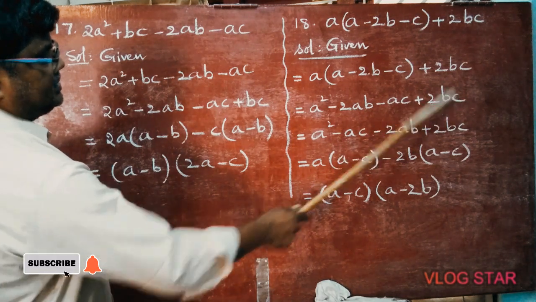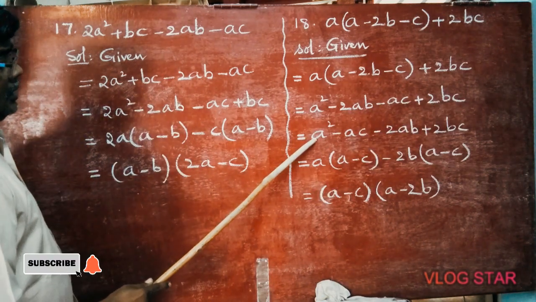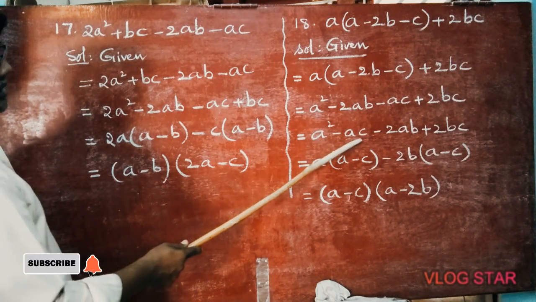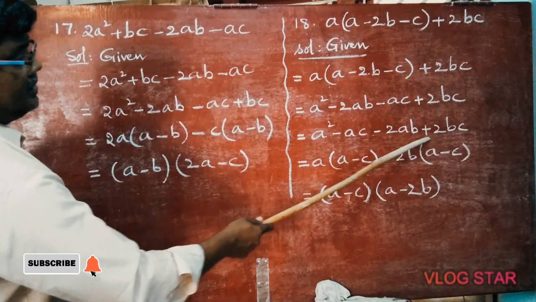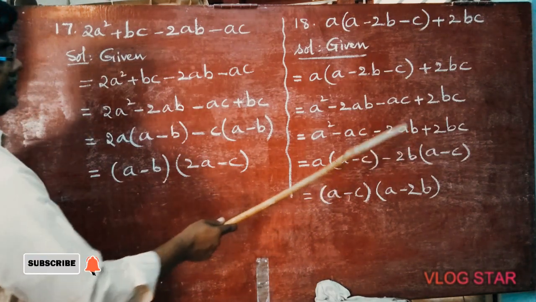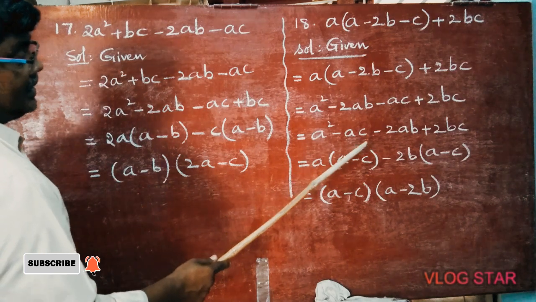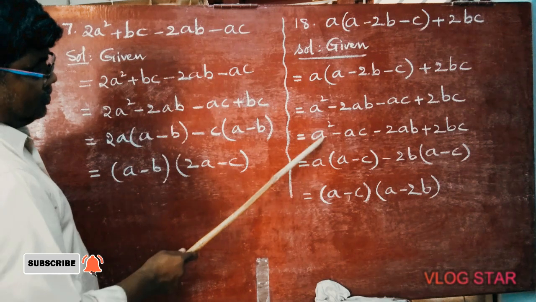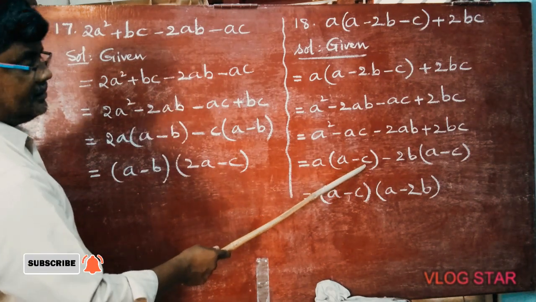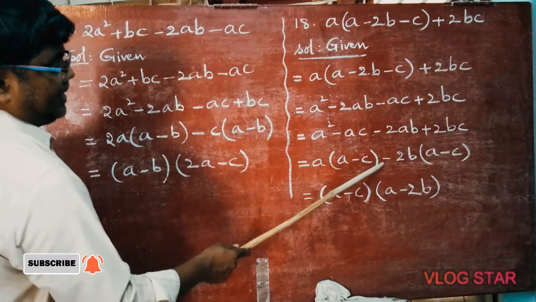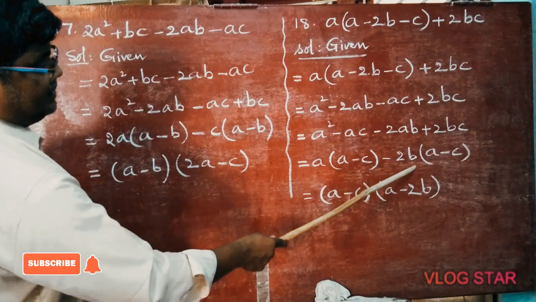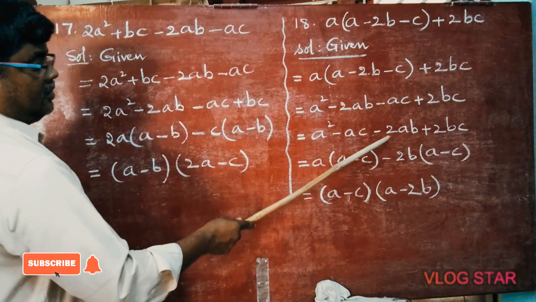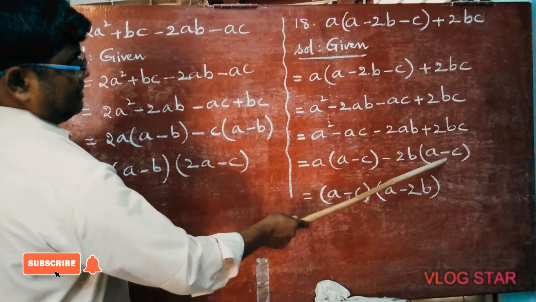Next, plus 2bc. Now a square minus ac make side by side, and here 2ab and 2bc are there. Keep those two terms side by side. How to combine, you have to get an idea. From the first two terms, a is common, so one more a is there, minus c. From the next two terms, minus 2b take common. When you are taking minus common, opposite signs I told you. Minus will become plus, plus will become minus.